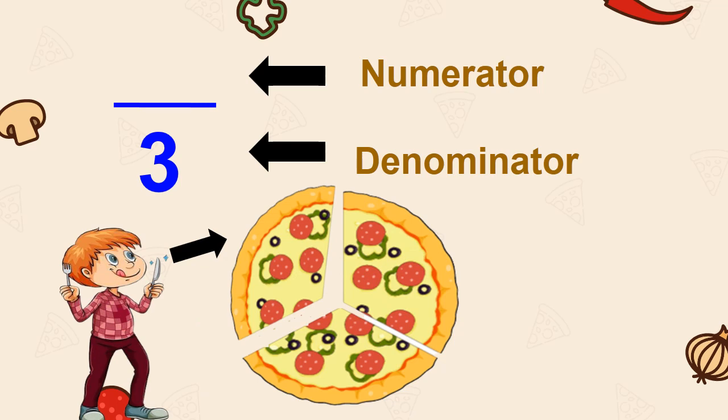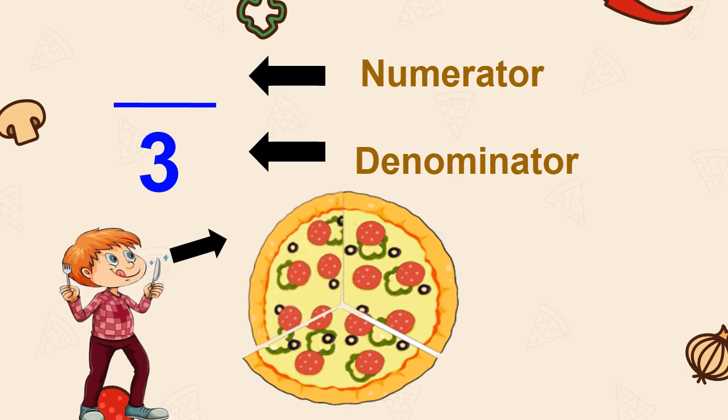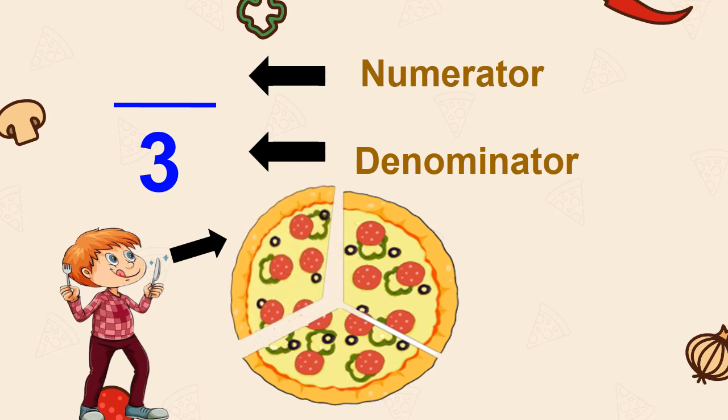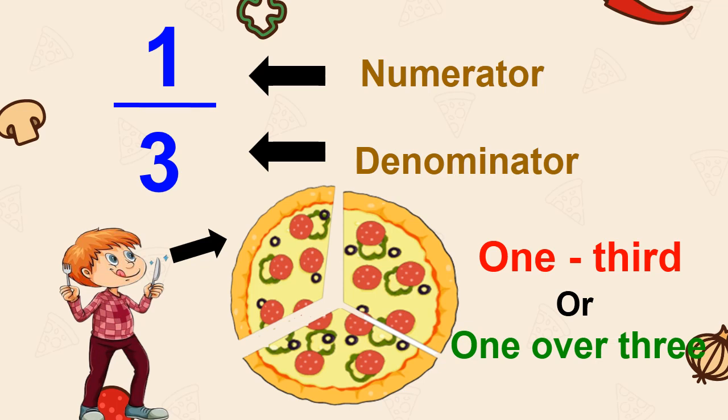Here, Tom is very hungry. He wants to eat one piece of the pizza, just one part. So the numerator on the top of the fraction will be 1. So we can call this fraction 1/3 or 1 over 3.